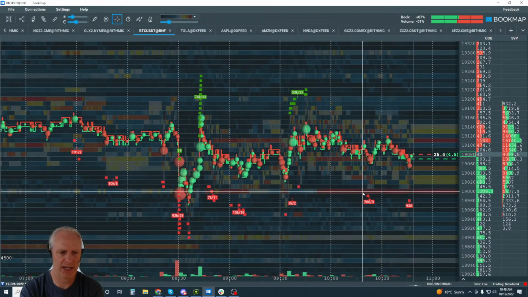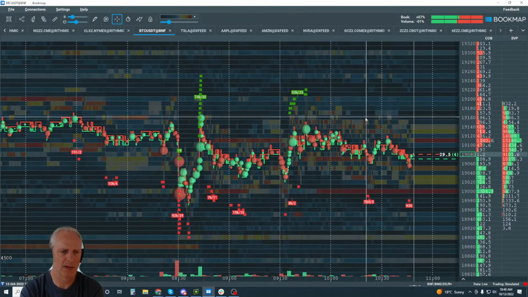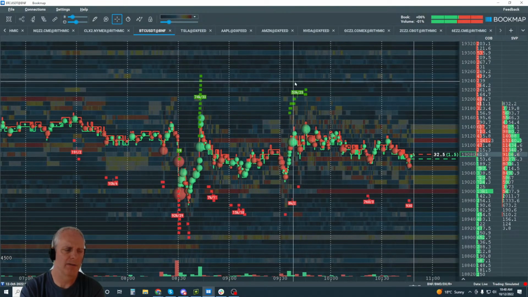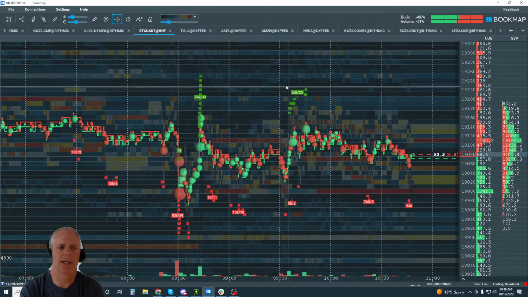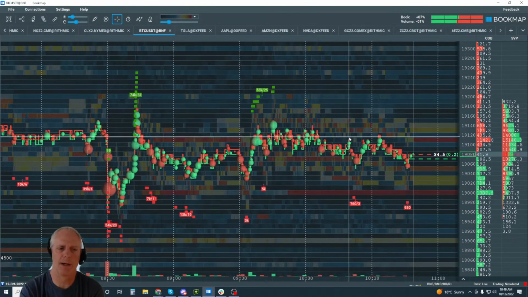Maybe it has to come down to 19,000 here again to hit some liquidations. All right, so there are different ways of looking at this, using it and understanding it. That's a very, very simple and blunt way.